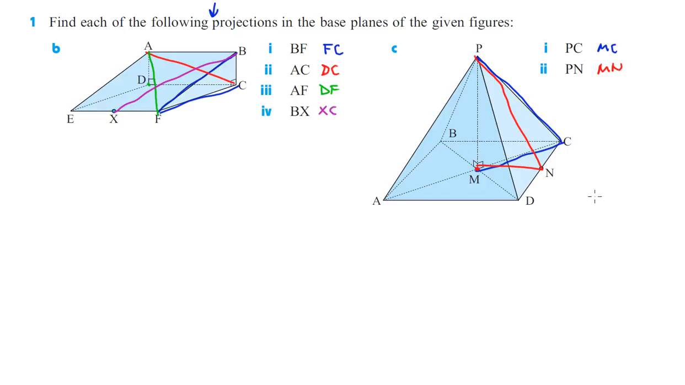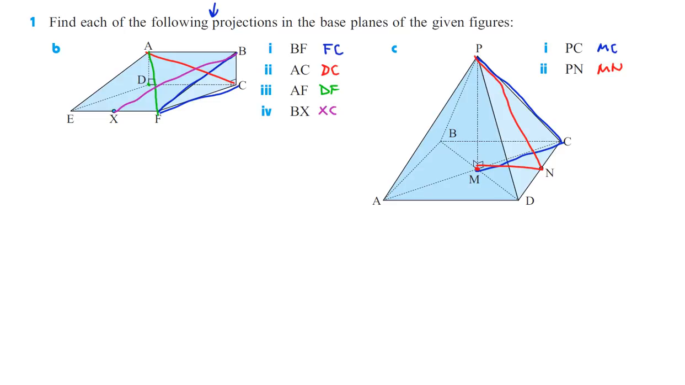So I guess in some ways it's easiest just to figure out what's directly, like gravity-wise, what's directly below it. Like if we're going to do BF again. So here's B and here's F. So directly below B is C. So it would be from C to F. So there's our CF or our FC.